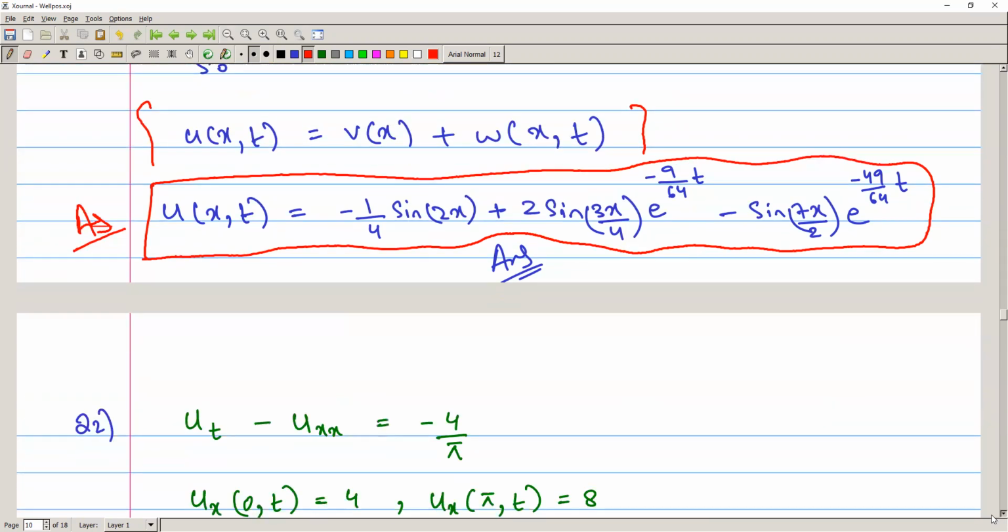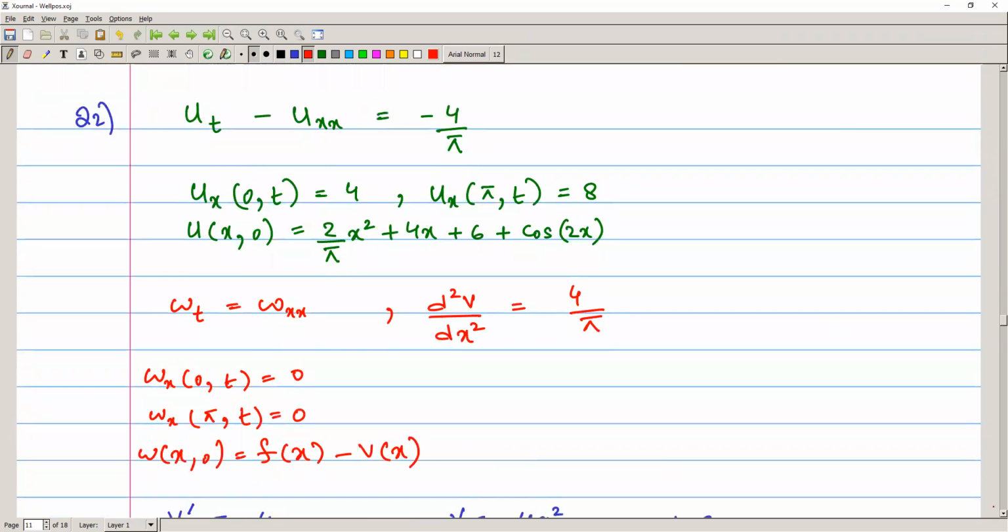Now we can discuss another question. Here you can see that the question is given: u_t minus u_xx is equal to -4 over pi. Then the boundary conditions are given: u_x(0, t) is equal to 4, u_x(pi, t) is equal to 8. And here we can see that the initial condition is also given, right?